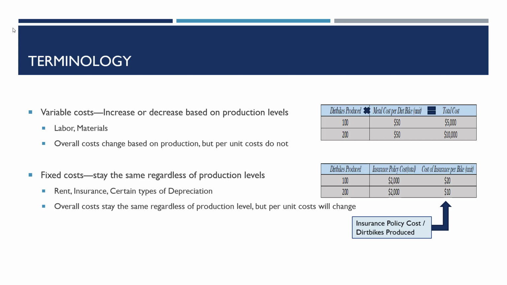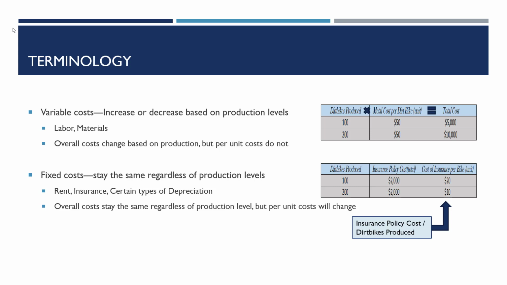Costs can be variable or they can be fixed. How do you know if a cost is variable or fixed? Ask yourself: does it increase or decrease if our production level changes? And for direct labor and indirect materials, the answer to that is absolutely true.